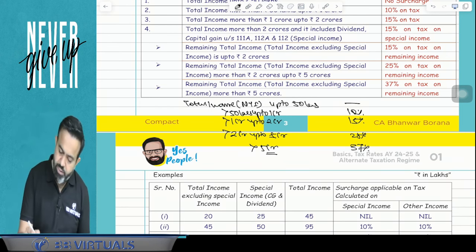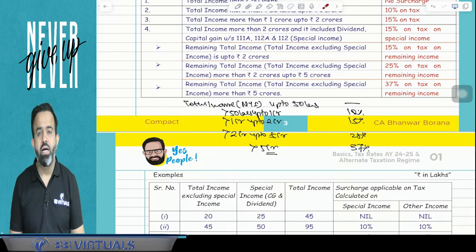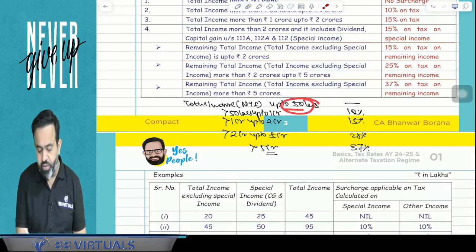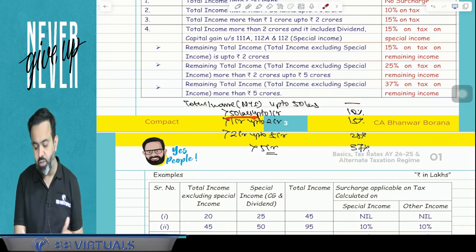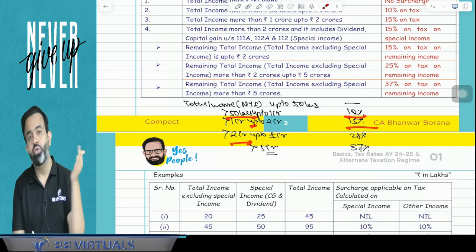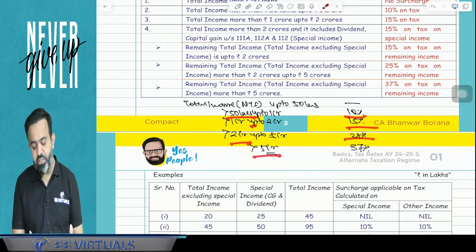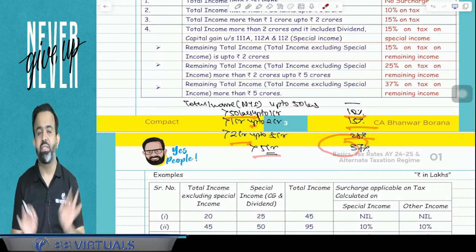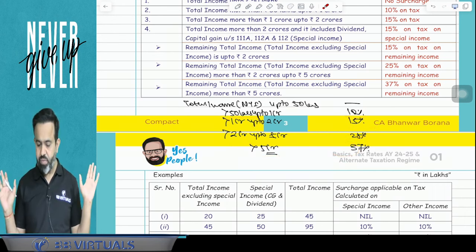So try to understand here, guys, surcharge depends on your total income. Up to 50 lakh, there is no surcharge. More than 50 lakh up to 1 crore, 10%; more than 1 crore up to 2 crore, 15%; more than 2 crore up to 5 crore, 25%; more than 5 crore, 37%. That is your surcharge limit.